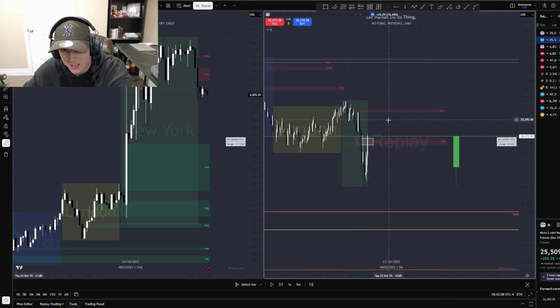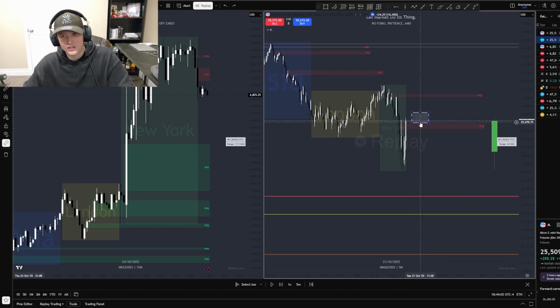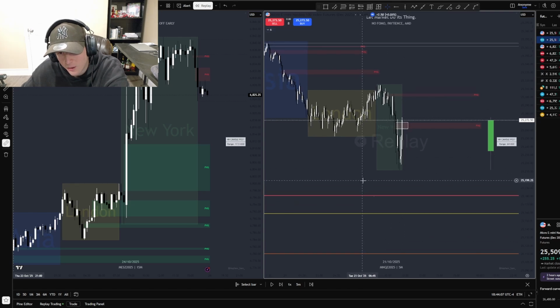If it breaks this high, then I'll know that it's ready to go. If it doesn't, then it just looks like some weird stuff to me, to be honest. Again, we did not reach that.